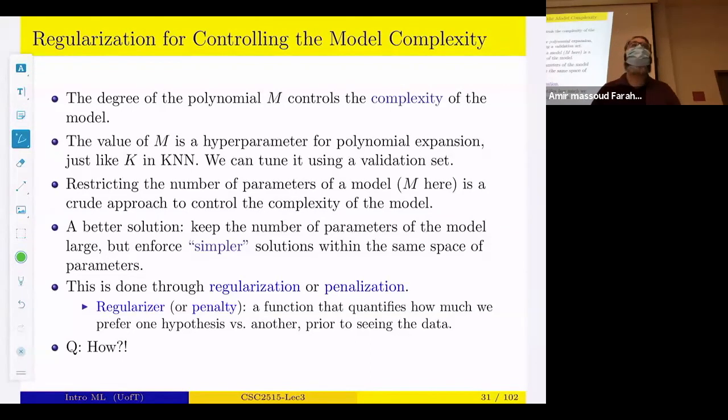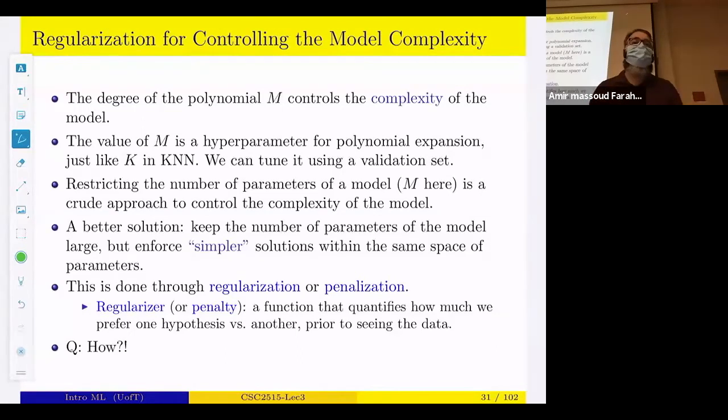What we want to do is introduce the concept of regularization, which is a way for controlling the model complexity. So here in this example that I had, M was the degree of the polynomial, and that controlled the complexity of the model. So M would be a hyperparameter, and we can set it, as you mentioned, using a validation set. So that's all easy. But now you can argue that restricting the number of parameters of a model is just a crude approach to control the complexity of the model.